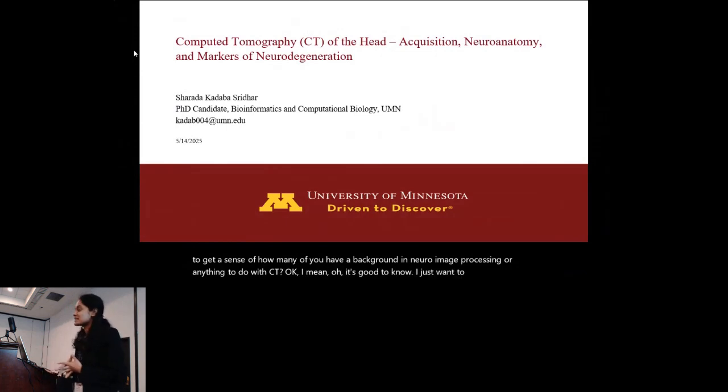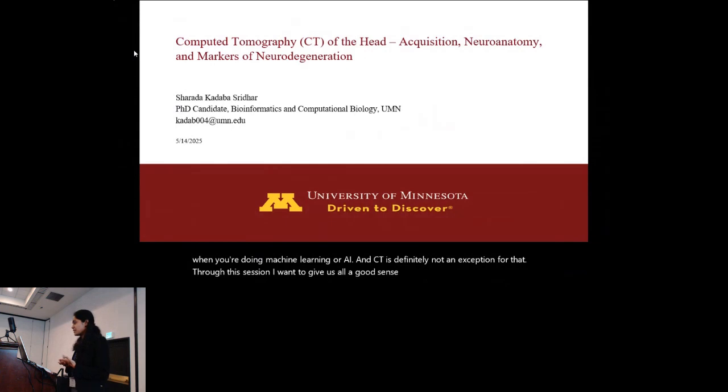I just want to get started by saying that domain knowledge is indispensable in any kind of data analysis, especially when you're doing machine learning or AI. And CT is definitely not an exception for that. Through this session, I want to give us all a good sense of the basics of how CT is acquired, what different neuroanatomy that you can visualize on CT are, and what are some markers of neurodegeneration. I hope that through this, you're able to appreciate structural neuroimaging processing and also take away something for your own research.